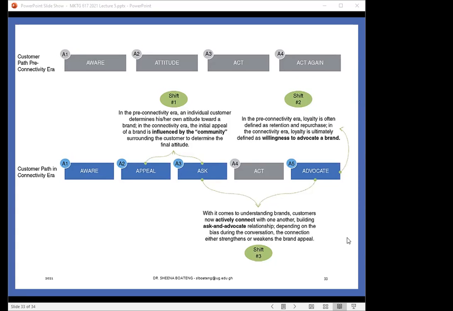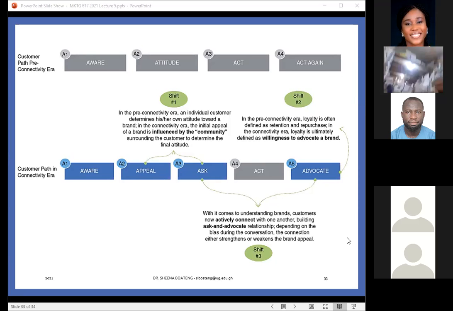Whereas if there is some form of bias and it negatively affects the image and the reputation of the brand, by the end of this conversation that takes place or exchanges that happen, it will negatively affect the appeal of the brand to customers, right? And this will spill over to prospective customers and other online users who will also go ahead and ask for this information to aid them in making the decision of whether to act or not, right?